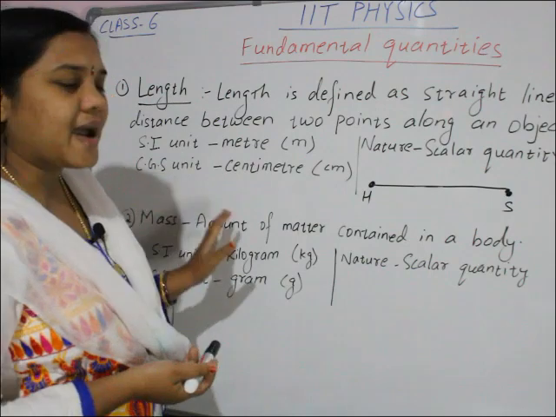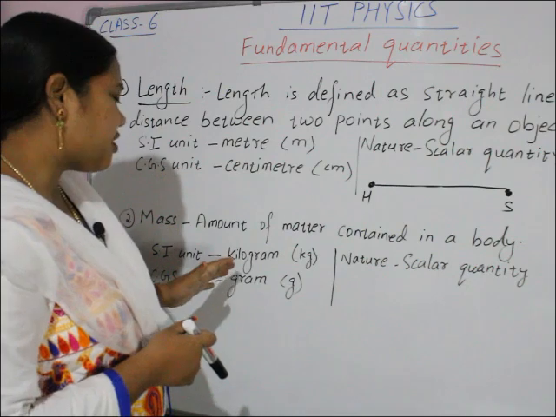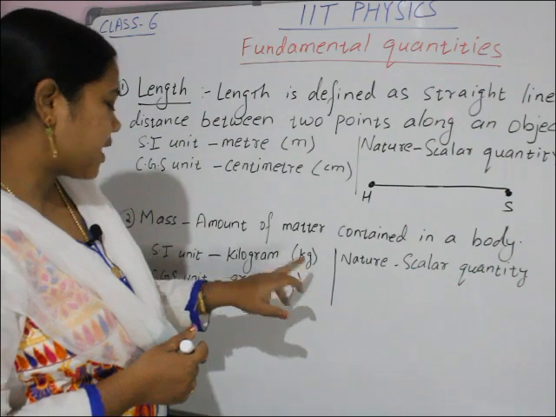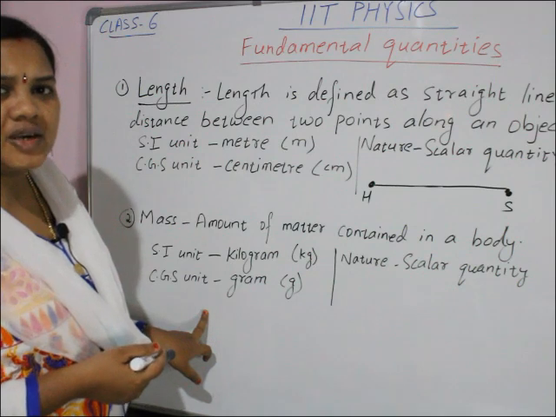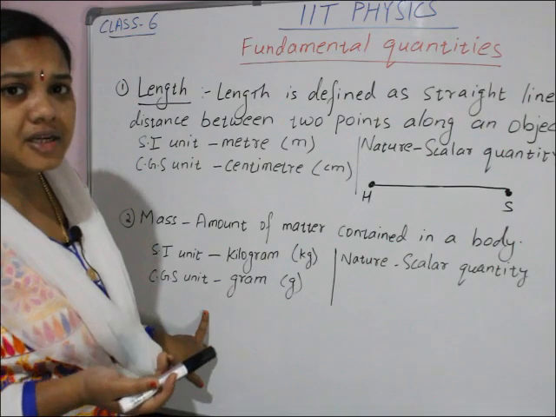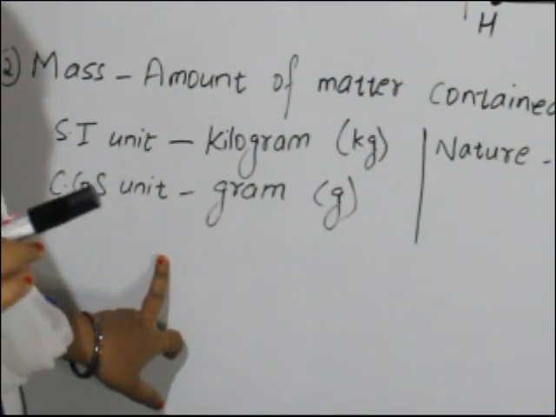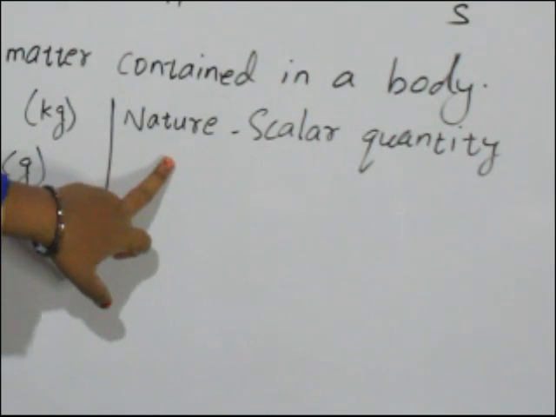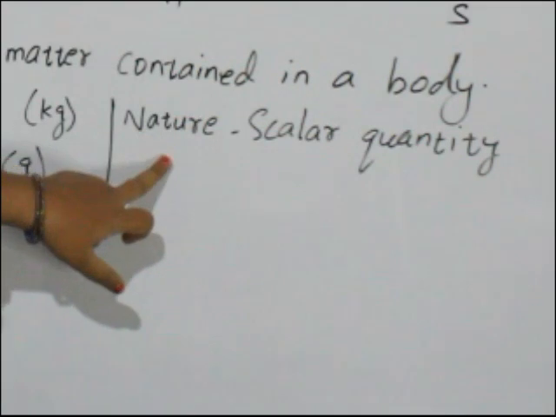So it's the amount of matter contained in a body, how much matter is present in a body. The SI unit of mass is kilogram and the symbol is kg. Next, the CGS unit and the practical units. There are different units we are using, quintal, ton. There are multiple higher units of mass, but the SI unit of mass is kilogram. Clear? Its nature is that it's a scalar quantity. It does not give us the direction. So mass is a scalar quantity.